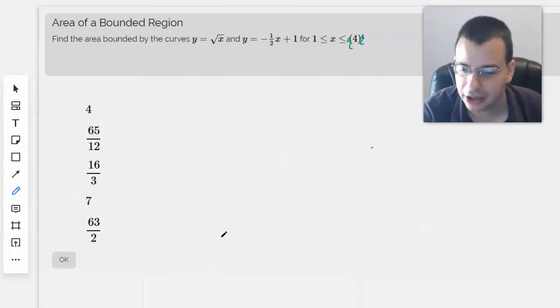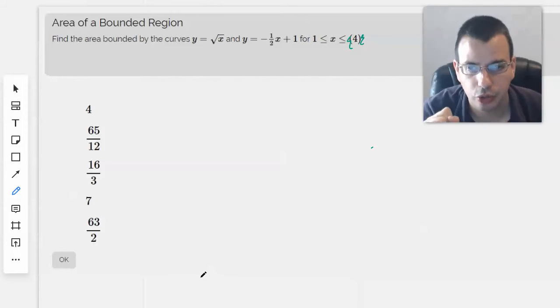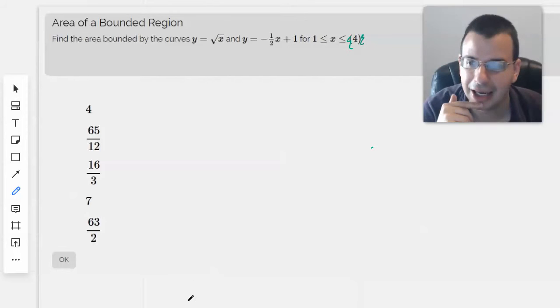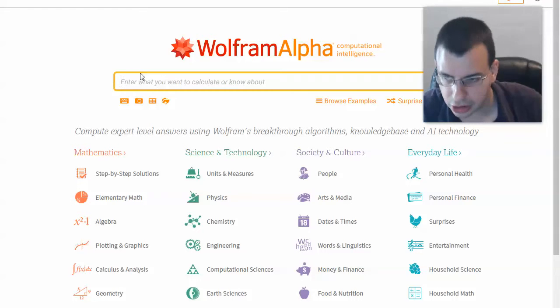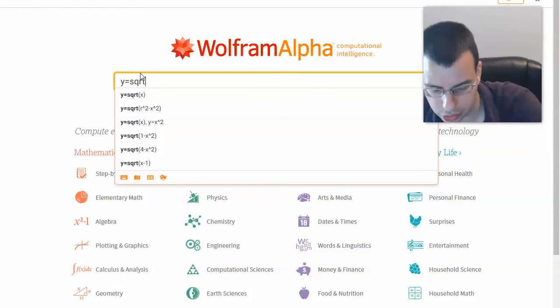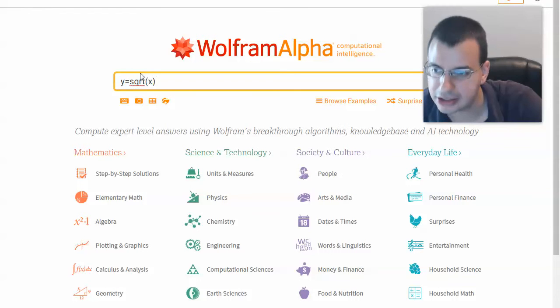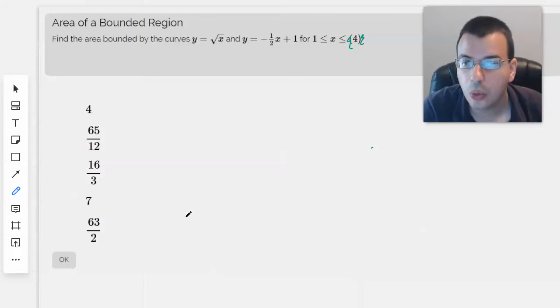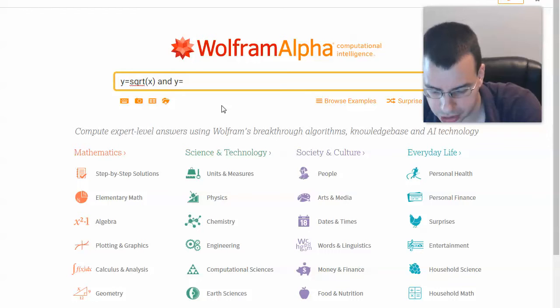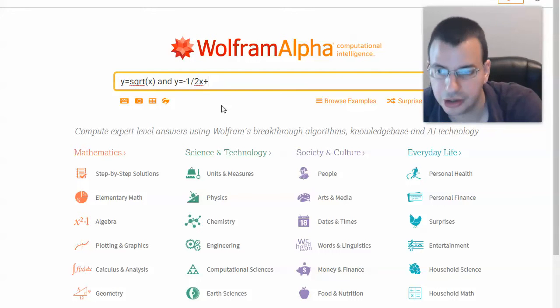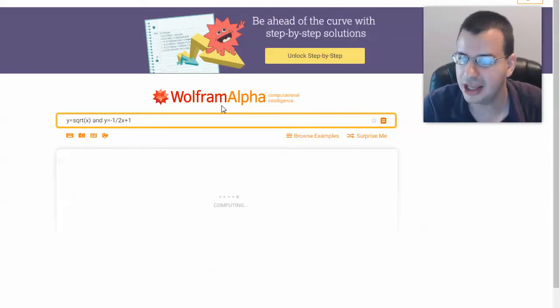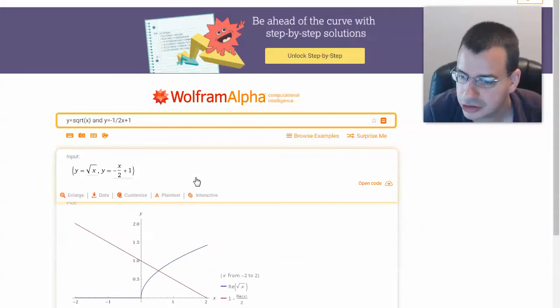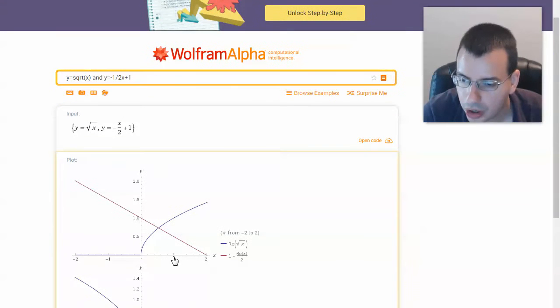So we can plug it into your calculator. That'll work great, but I'm going to use Wolfram. I have it available, and I like it. So we have y equals square root of x, and y equals negative 1/2 x plus 1. That's going to be a line and a square root. And then we're going from 1 to 4.